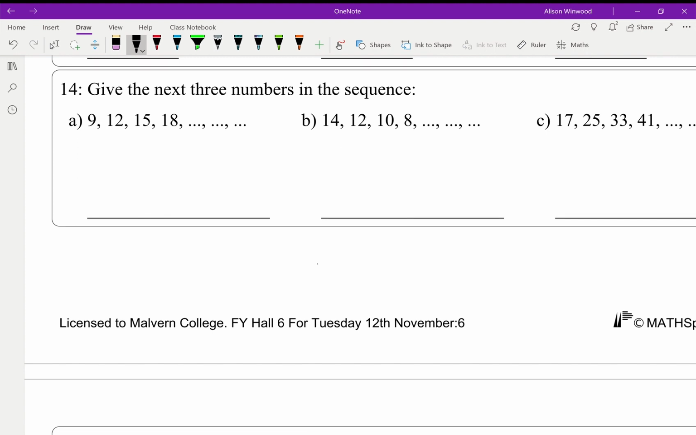Sequences, what comes next? They're going up in 3, so it's 21, 24, 27. Going down in 2s, so 6, 4, 2. Going up by 8, so 49, 57, 65.